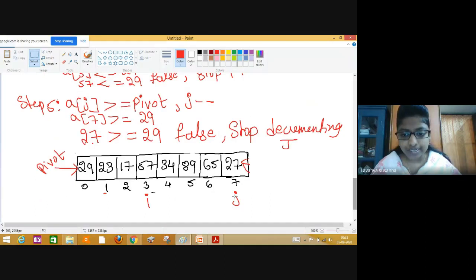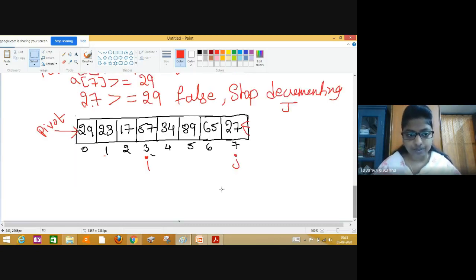If J decrementing is not stopped, that means if J is moving, repeat the process until J is stopped, just like I. Here, in the first step only, J is stopped. So, don't repeat this process. Don't repeat step 5 because J is stopped. After J is stopped, step 6.